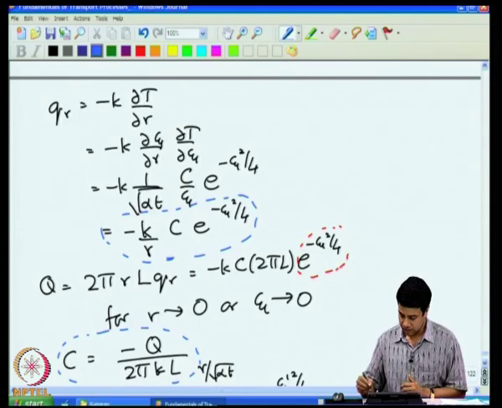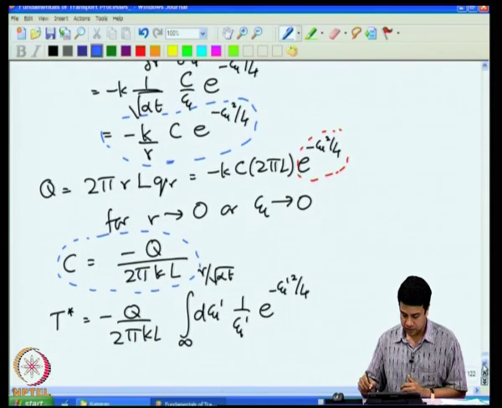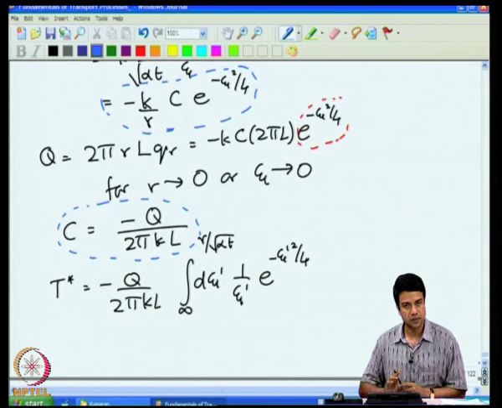Okay. And we managed to get a solution for the total temperature field as well as the total heat coming out. At the surface of the wire itself, the heat is finite. Okay. The heat coming out is finite even though the flux goes to infinity and the temperature also goes to infinity. So, this as I said is the temperature field for a line source of heat.